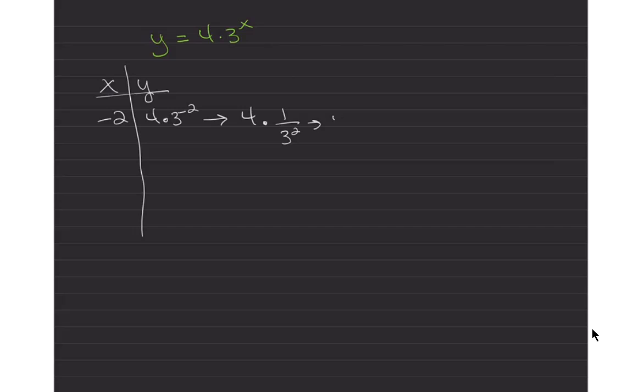So if we want to write these all as fractions, it'd be 4 over 1 times 1 over 9. How do you multiply fractions? Straight across. So that gives me 4/9. Okay. So that would be the point: x is -2, y is 4/9.